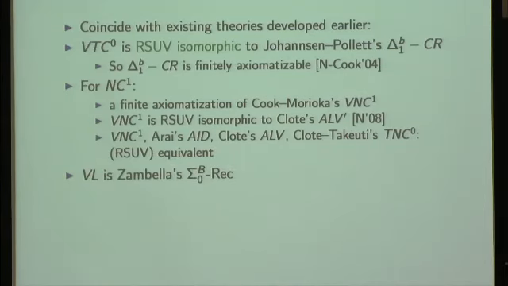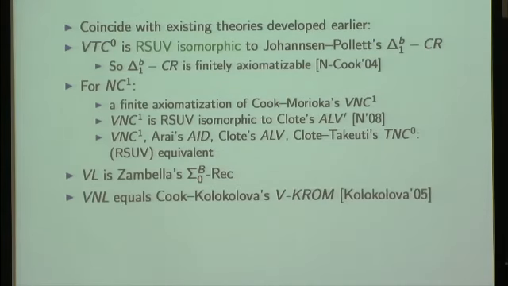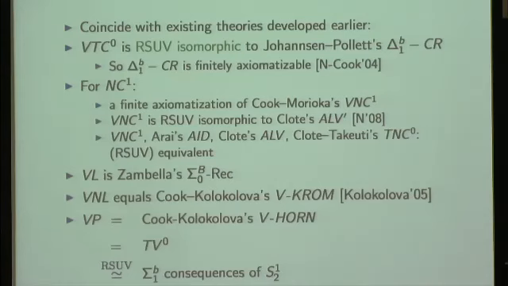And for log space, we obtain again a theory that Zambella had earlier that he called sigma 0b rec. And VNL equals Cook and Calavar's theory V chrome, which is defined using the descriptive complexity of NL using Chrome formulas. And VP is a very robust theory. It is the same as a number of other systems, including the V horn, which is in the same family as V chrome, TV0, the zero level of the TI, T2I theories, and the sigma 1b consequences of S12.